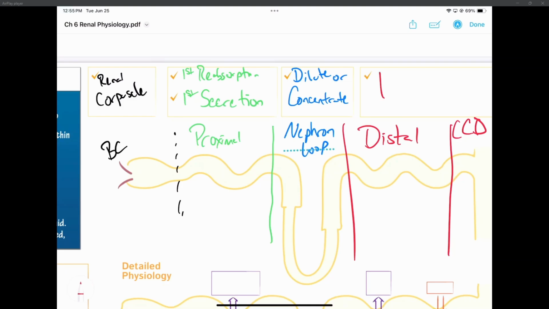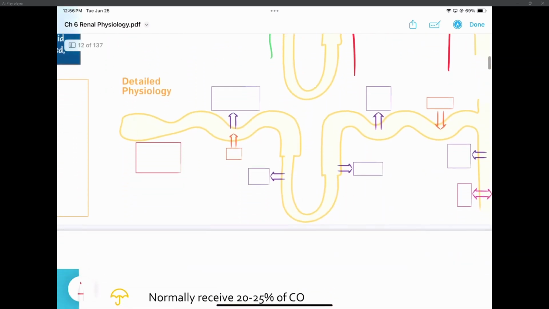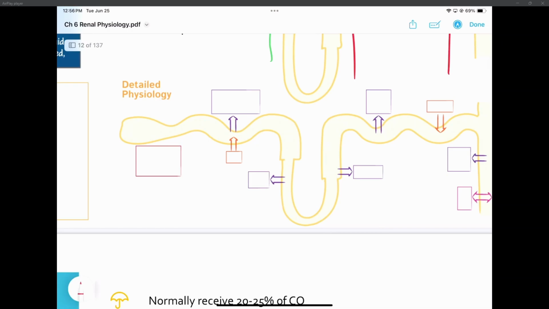But this area, hormonal control. So that distal tubule and common collecting duct is under hormonal control. And mainly aldosterone is here and a little bit of ADH. So that's the structural parts of the nephron itself. Now let's talk about what actually is being moved in this area.